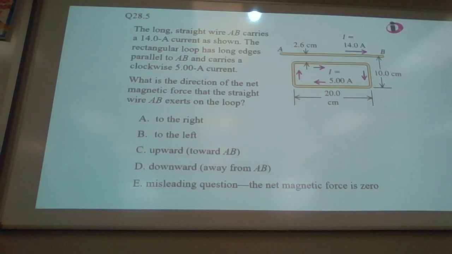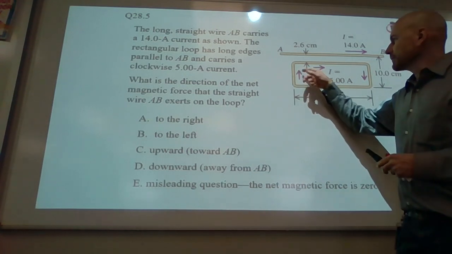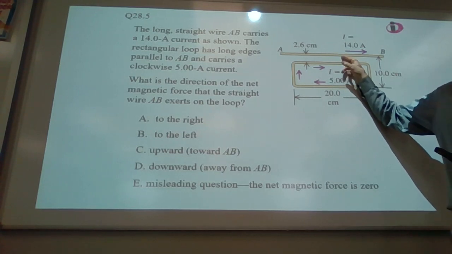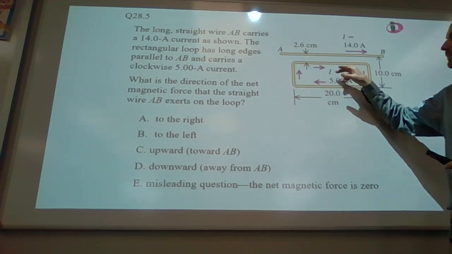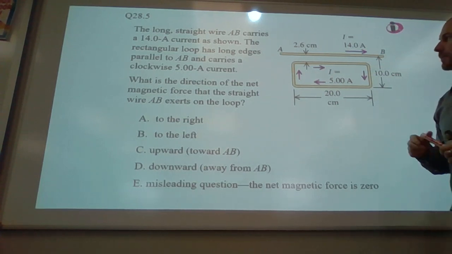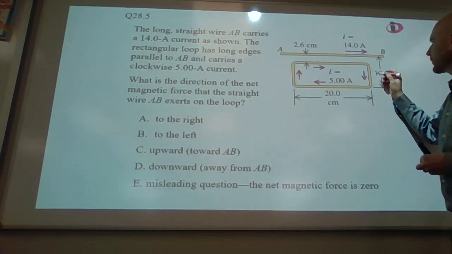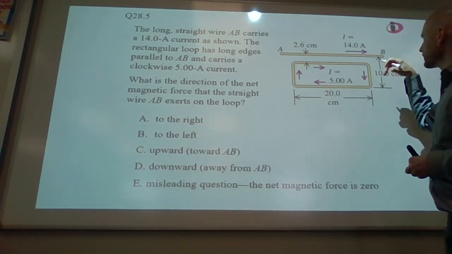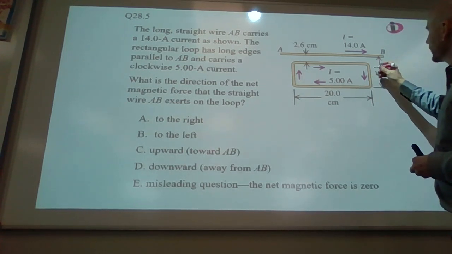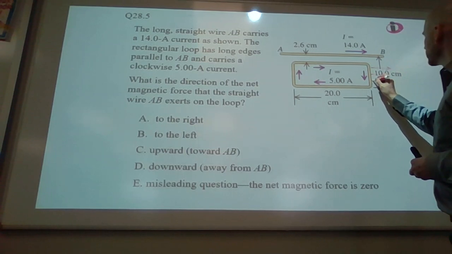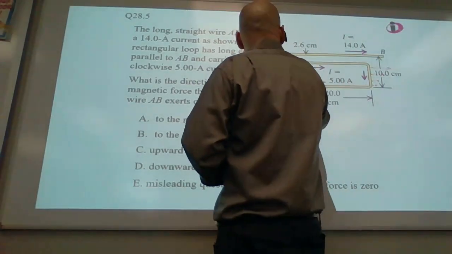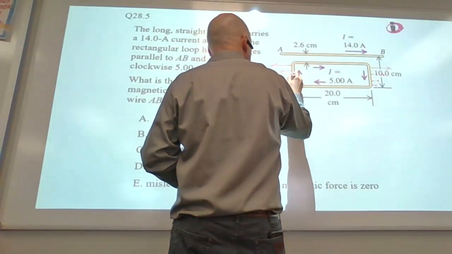Correct answer is C. Okay, so this force is stronger than this force because this is closer to the wire, which has a stronger magnetic field. This force is going into the page. This force is going out. This force gets smaller and smaller, but because of symmetry, these forces cancel out.